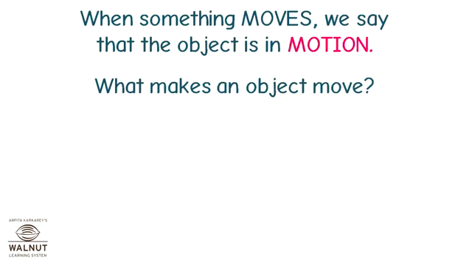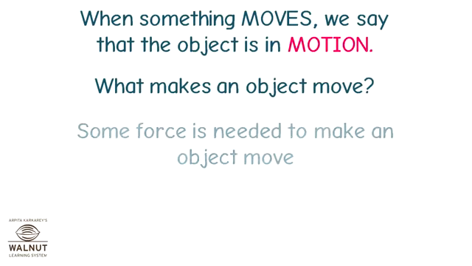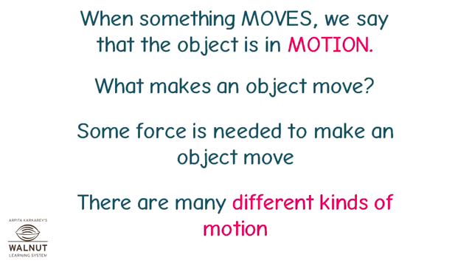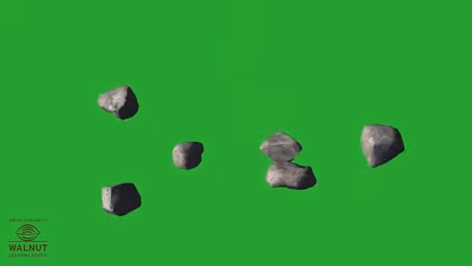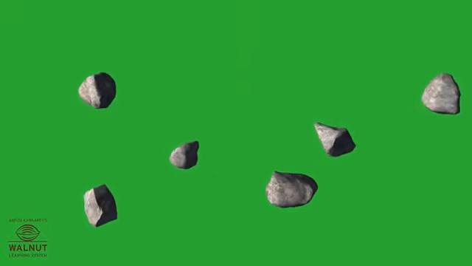What makes an object move? Some force is needed to make an object move. There are many different kinds of motion. Look at a stone falling down. How does it fall? It falls down in a straight line.